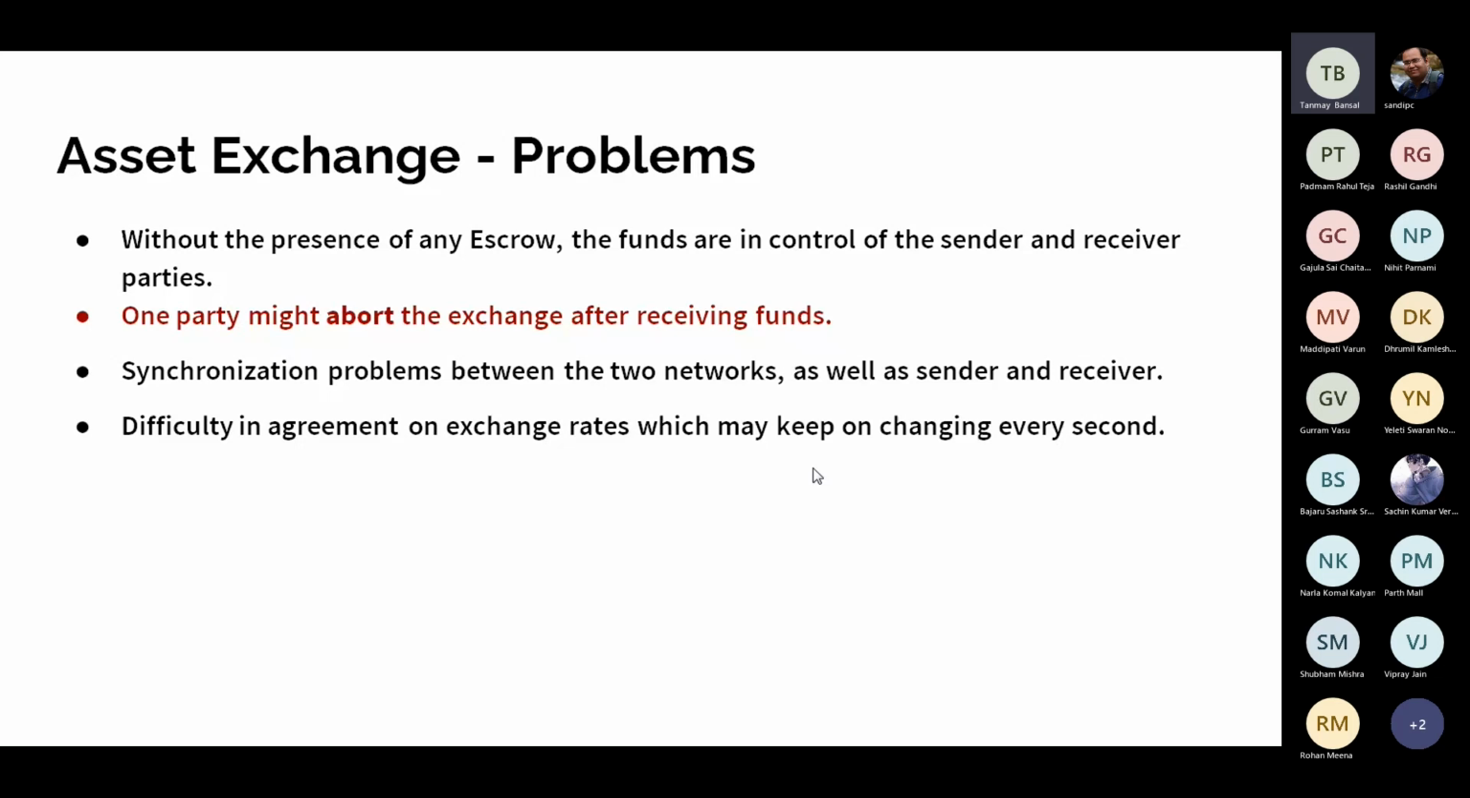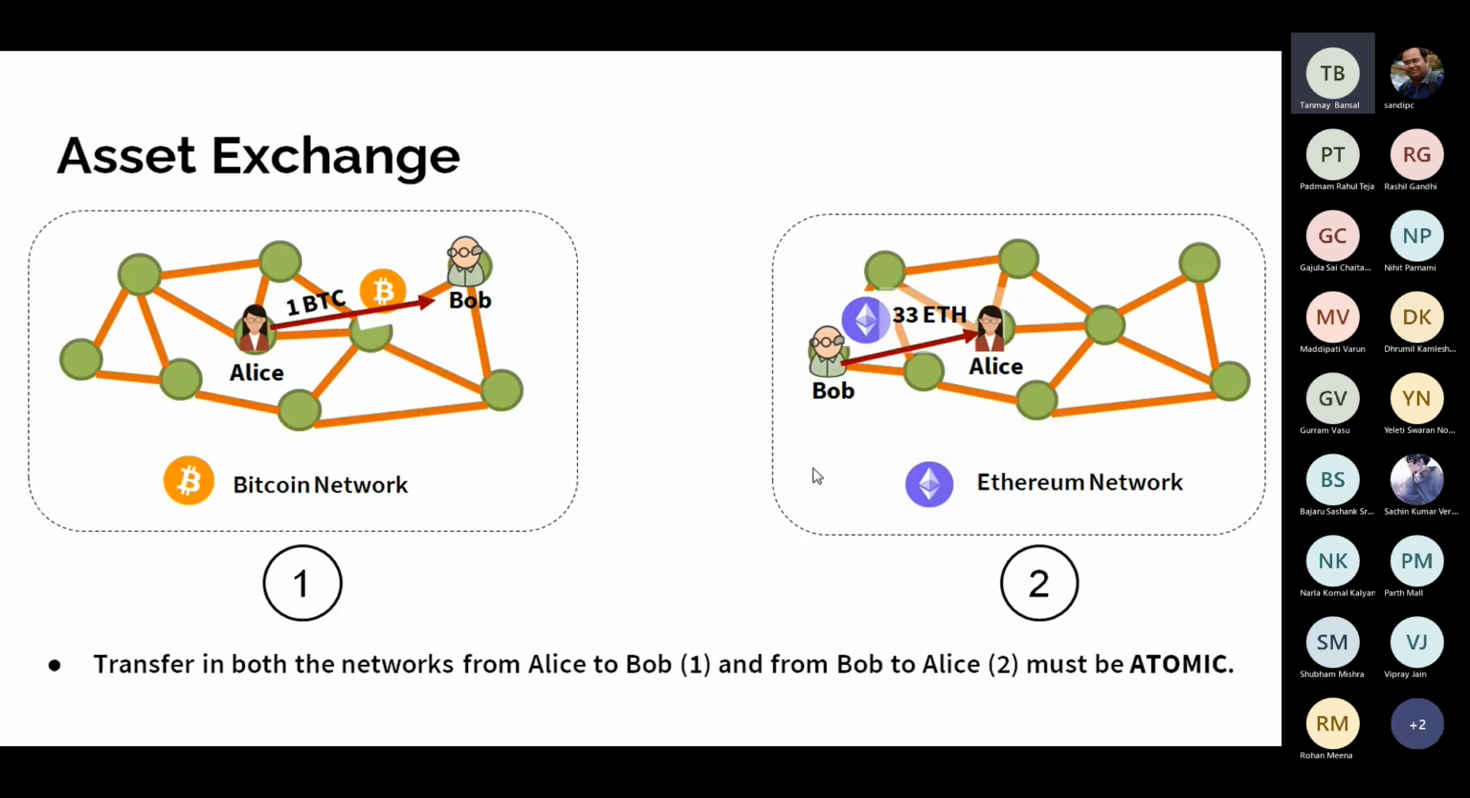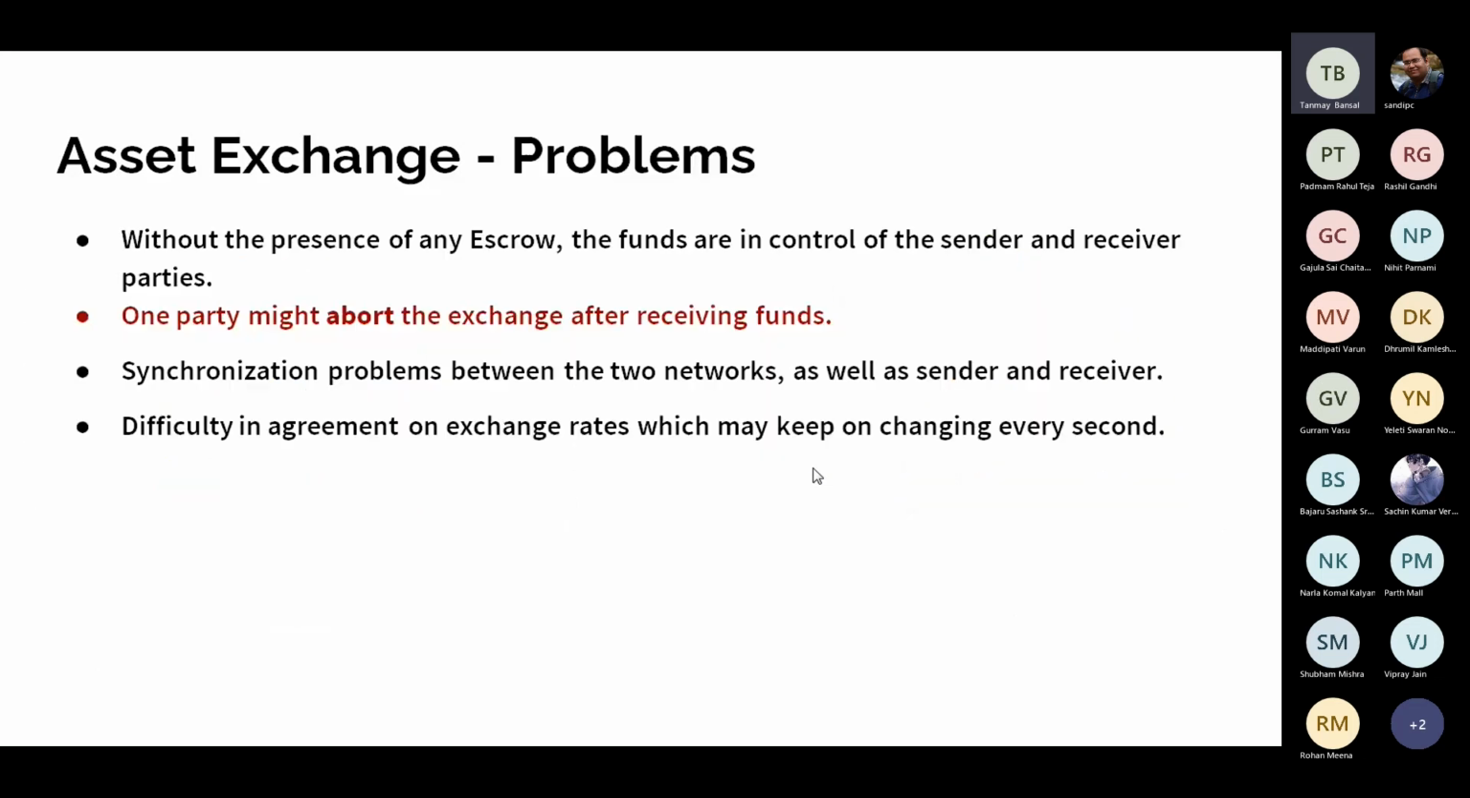Of course, here there is no entity that is going to take such a responsibility, and we are doing it in a decentralized manner. So the funds are in control of the sender and receiver parties. It is quite possible that one party might abort the exchange after receiving the funds. Like in the previous example, Bob got the money from Alice, say one Bitcoin, and then Bob decides to quit.